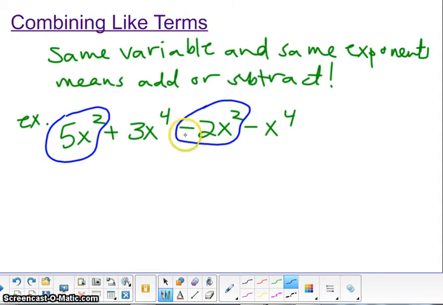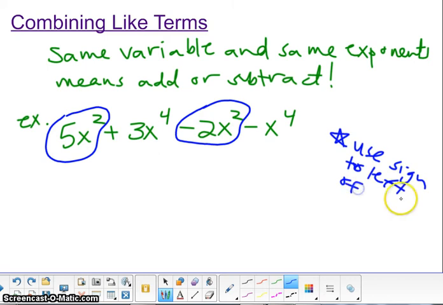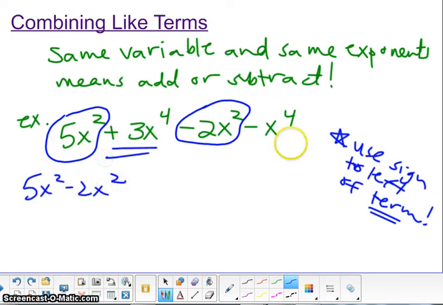So notice I'm always going to take the sign to the left, use the sign to the left of the term. Okay, and when you are circling it, that may help to put those together. So I'm going to put those two together because they are exactly the same. And then the second one and the fourth term are also the same. So I'm going to take those and put them together as well.